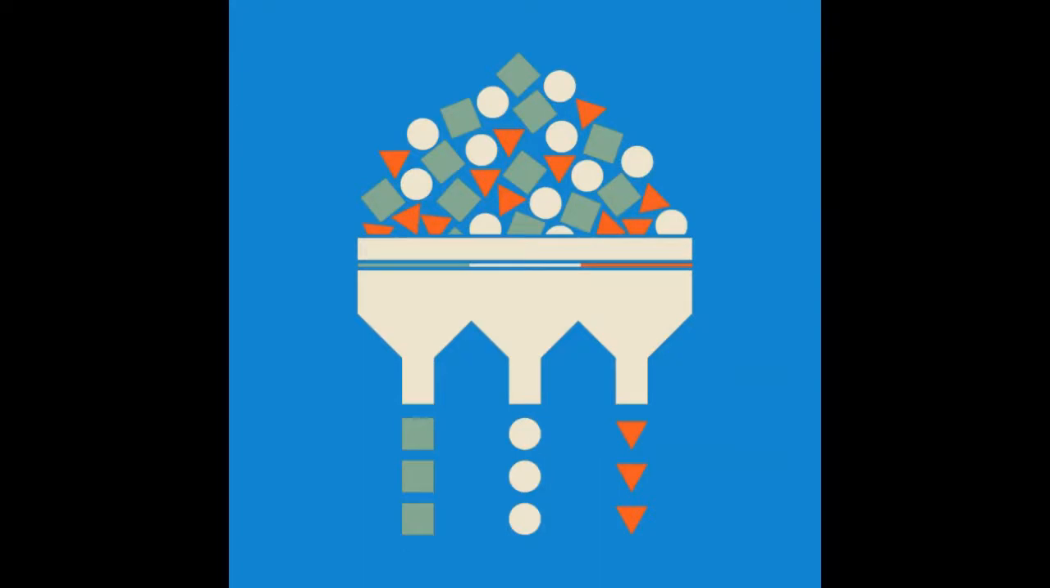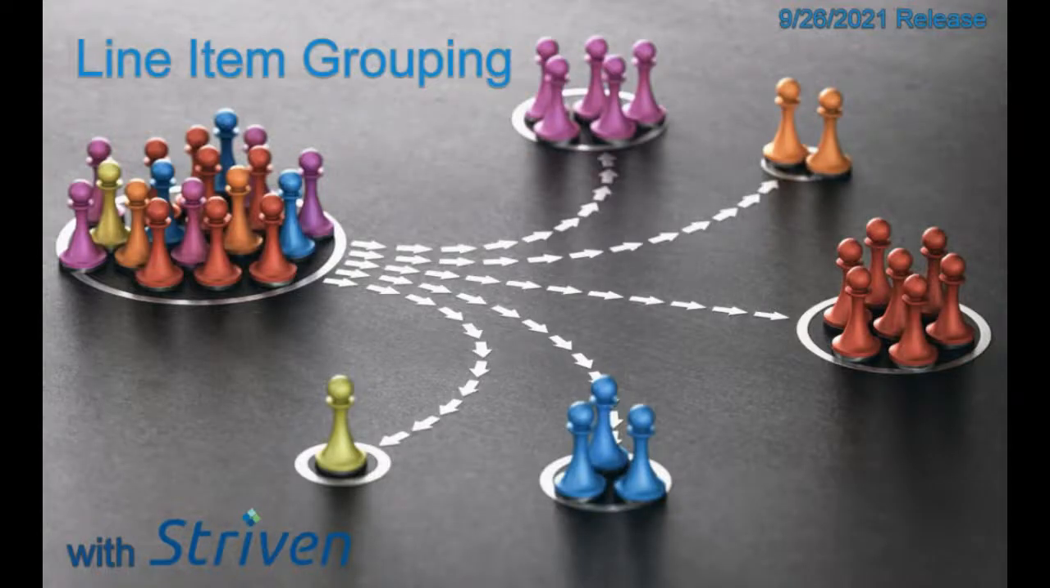The same can be said for line items on transactions within Striven. If you know what you're looking for and where to find it, you'll spend less time searching and more time accomplishing your goals. This release video will highlight Striven's new line item grouping feature.